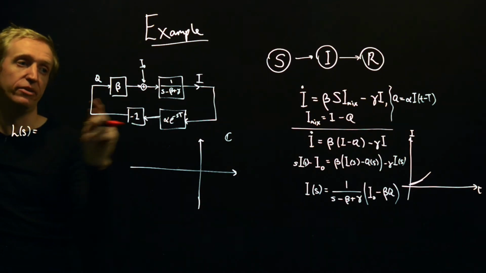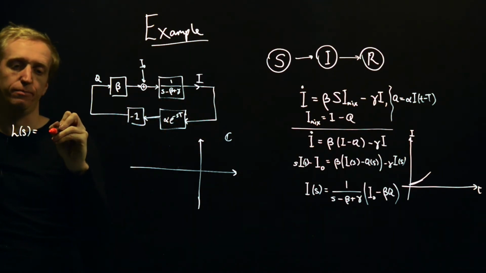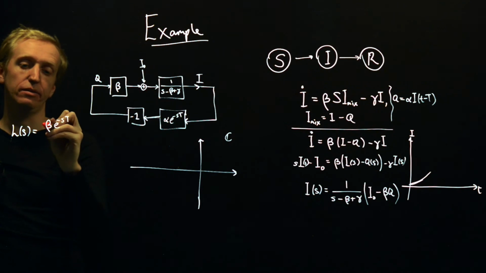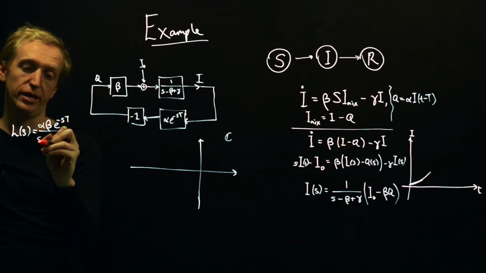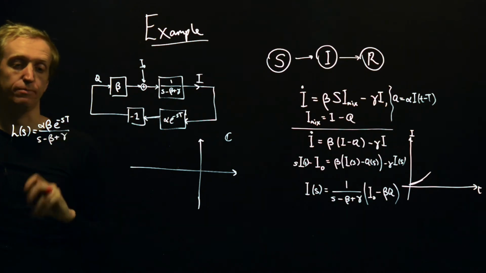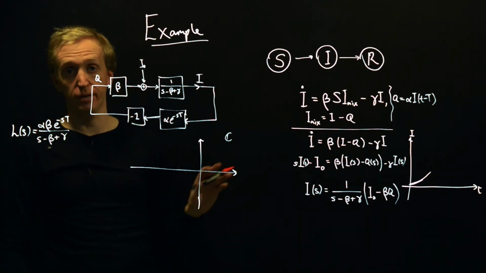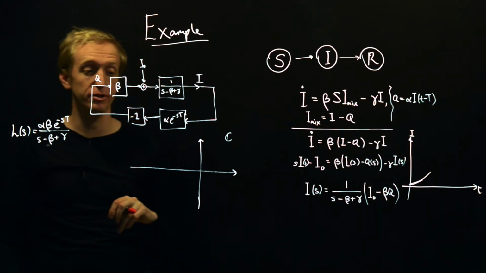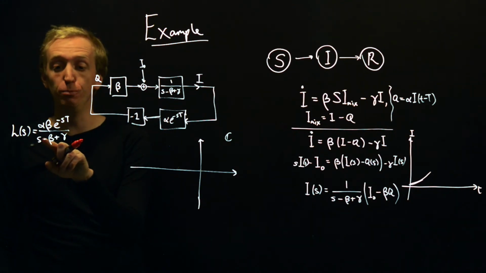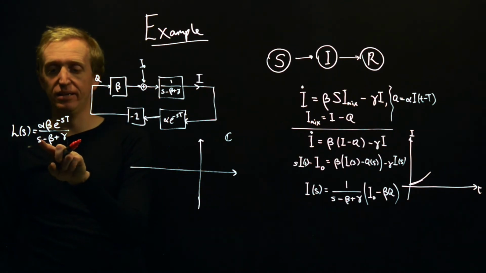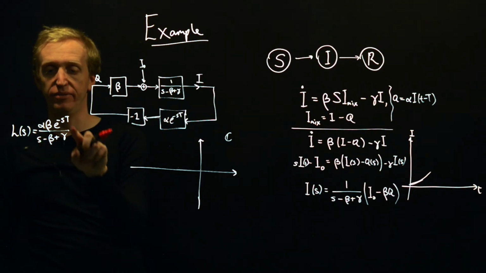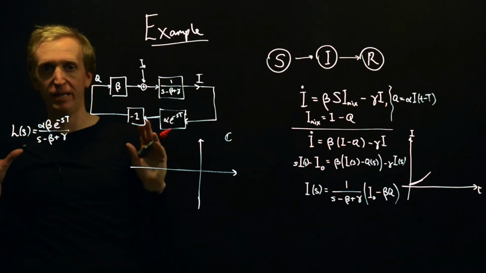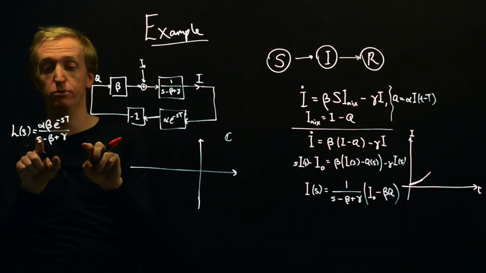So for us, L of s is the product of everything in the feedback loop. So we have a beta e to the minus st, you've got an alpha, and then this is all over s minus beta plus gamma. So what does this Nyquist plot look like? Well, I encourage you to go away and check things on MATLAB or have a go at plotting it by hand yourself. But let's just get a few points on here. As s goes to infinity, the size of L of s goes to 0. This term on the denominator gets much bigger than everything else.